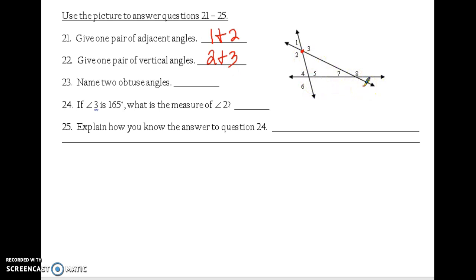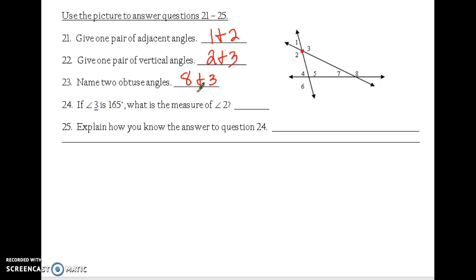Okay. Name 2 obtuse angles. Obtuse means that it's bigger than 90 degrees. So 8 is clearly bigger than 90 degrees. 3 is clearly bigger than 90 degrees. All right, so remember when it says pair, you're just looking for 2 different angles, not 3. When it says 2, you're looking for 2 angles, not 3. Okay, keep that in mind.